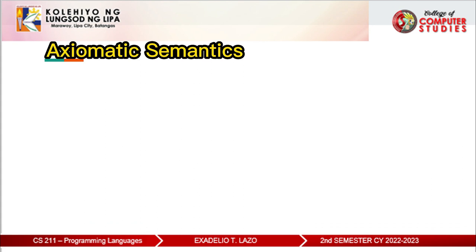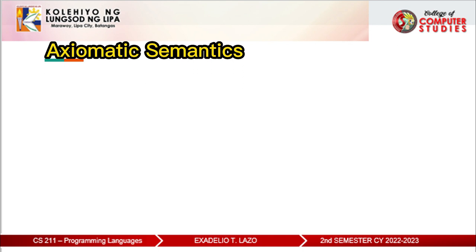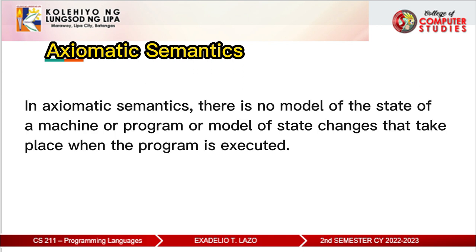Axiomatic semantics. Axiomatic semantics, thus named because it is based on mathematical logic, is the most abstract approach to semantic specification. Rather than directly specifying the meaning of a program, axiomatic semantics specifies what can be proven about the program. In axiomatic semantics, there is no model of the state of a machine or program or model of state changes that take place when the program is executed. The meaning of a program is based on relationships among program variables and constants, which are the same for every execution of the program.